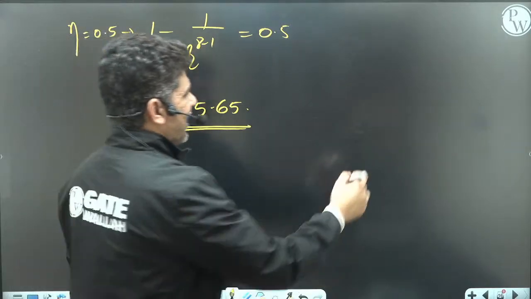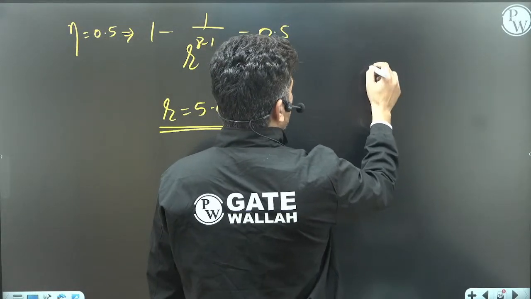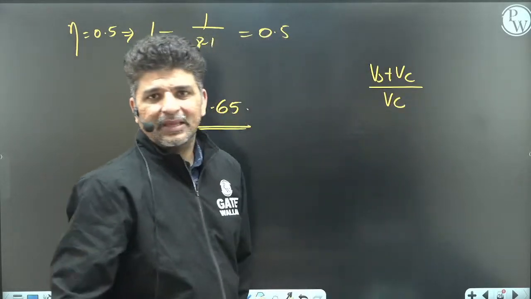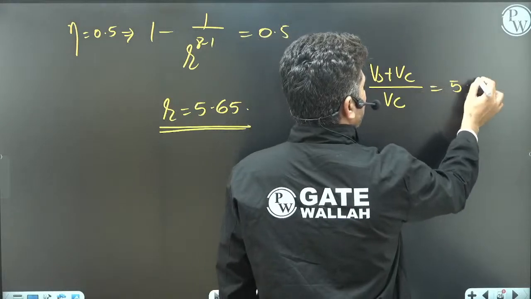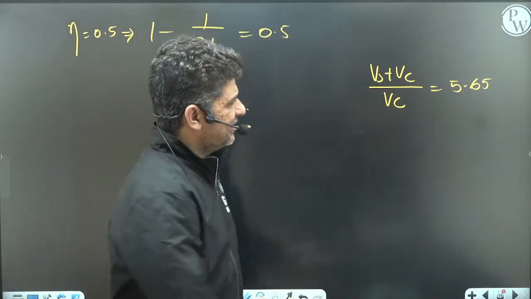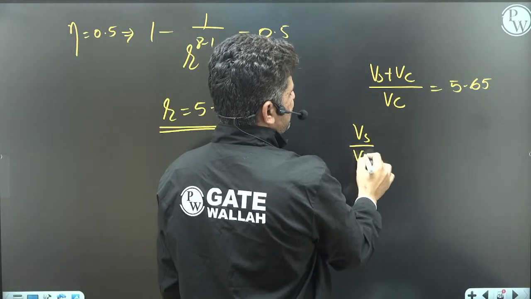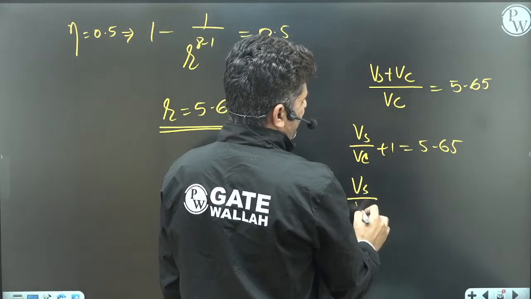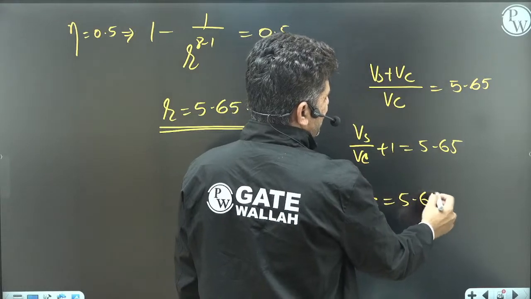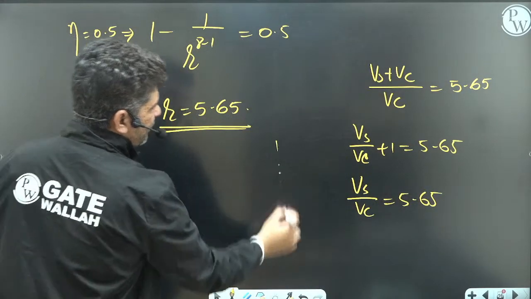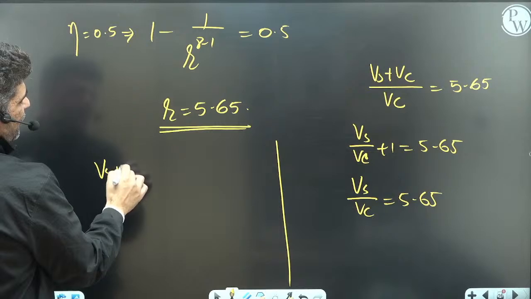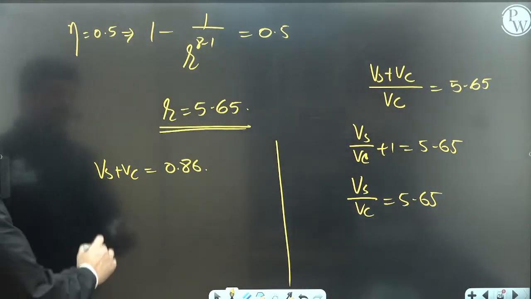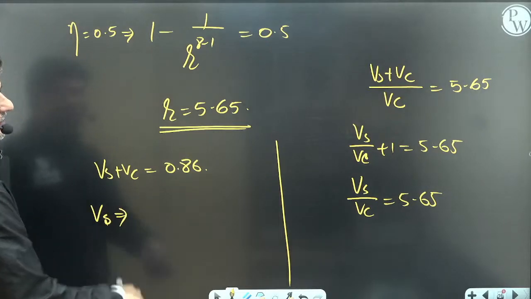Okay? So when R is 5.65, you know that R is nothing but Vs plus Vc divided by Vc. This can be written as Vs by Vc plus 1 is equal to 5.65. From here you can calculate Vs by Vc, which is 4.65, and you also have Vs plus Vc equal to 0.86. So from here you can calculate Vs.